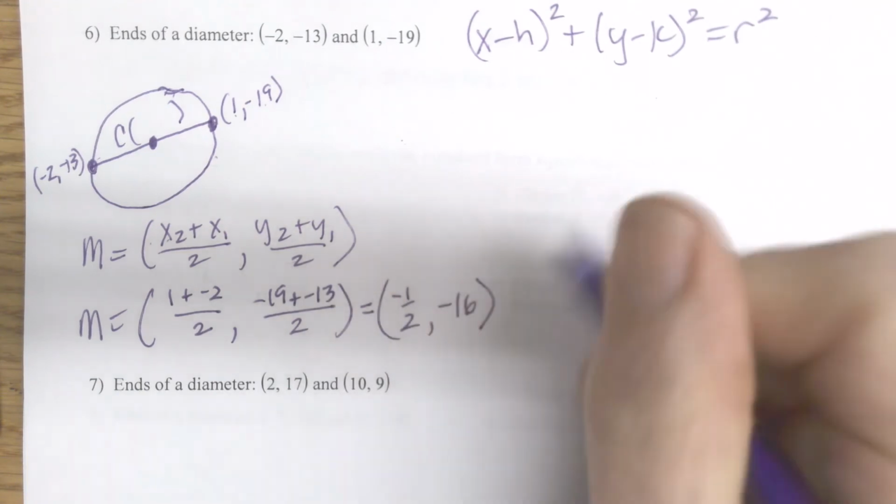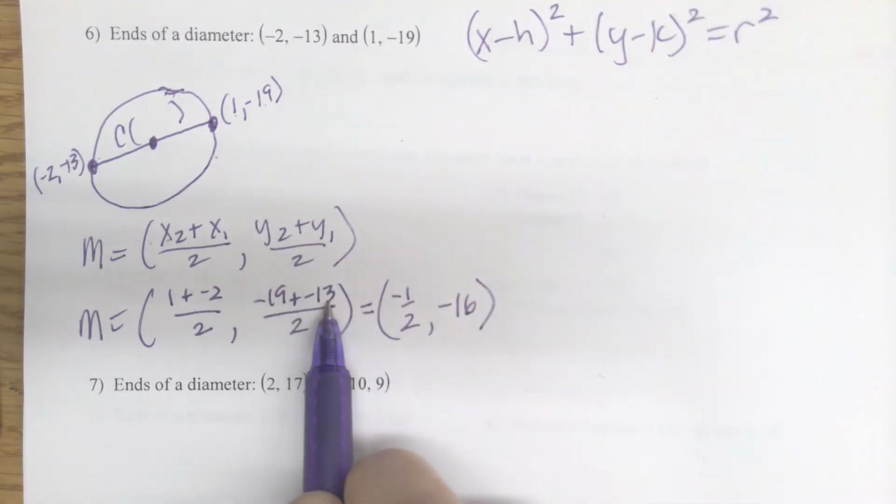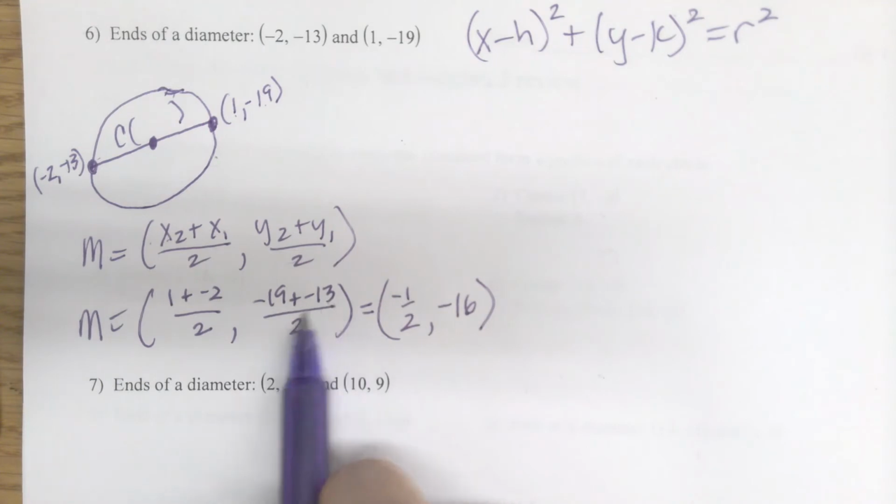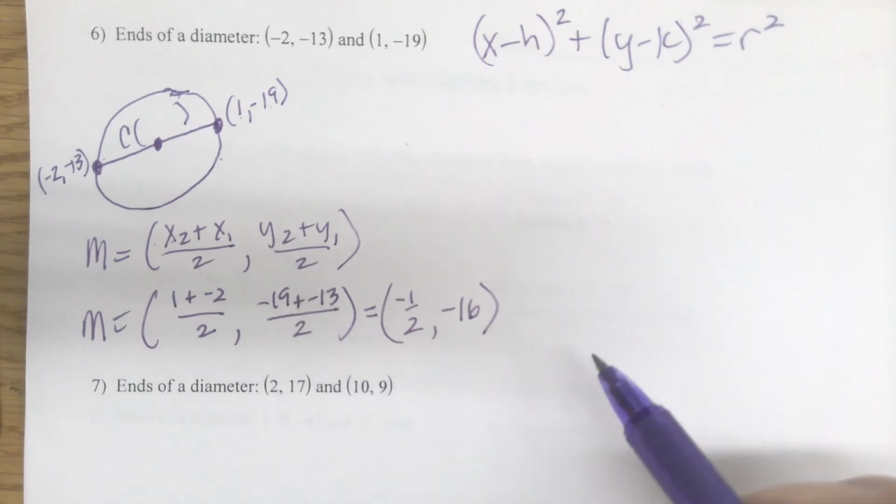negative 16 when I do the math on that. Negative 19 plus negative 13 is negative 32. Negative 32 divided by 2 is negative 16.